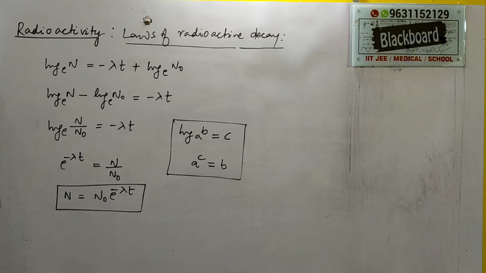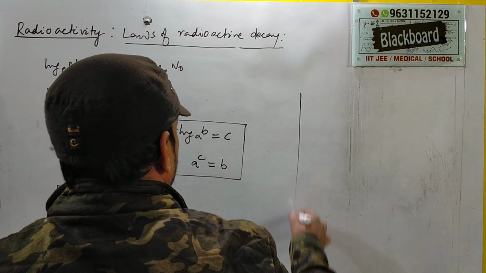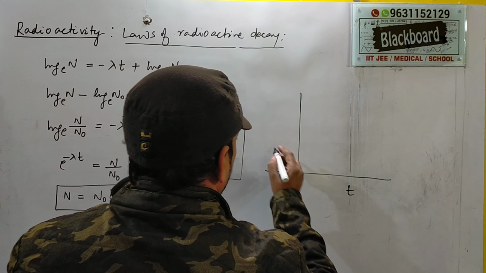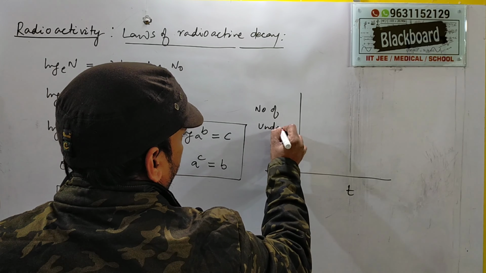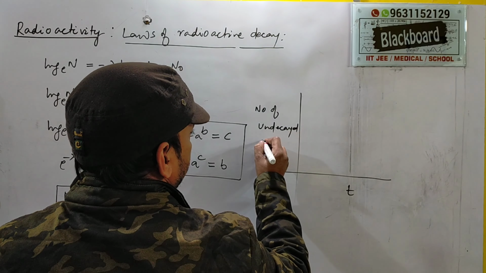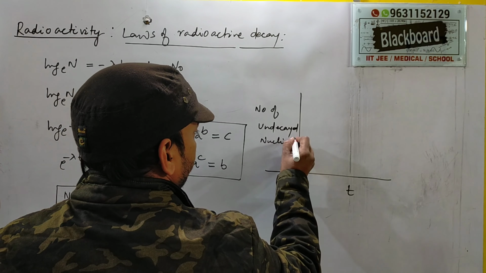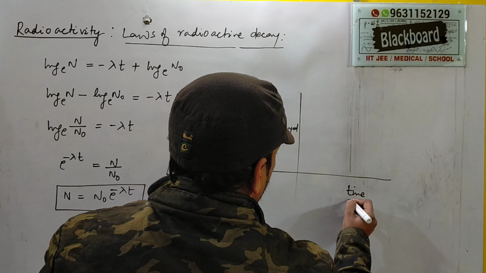तो ये आपके पास रिजल्ट आ गया, एंड यू कैन ड्रॉ द ग्राफ बिटवीन नंबर ऑफ अनडिकेड न्यूक्लियाई विथ रिस्पेक्ट टू टाइम. तो हम नंबर ऑफ अनडिकेड न्यूक्लियाई विथ रिस्पेक्ट टू टाइम के साथ इसका ग्राफ भी प्लॉट कर सकते हैं. नंबर ऑफ अनडिकेड न्यूक्लियाई एंड दिस इज टाइम.